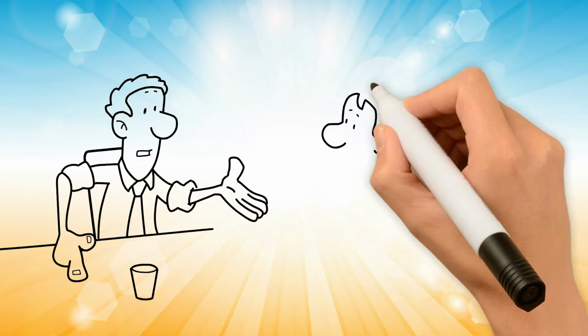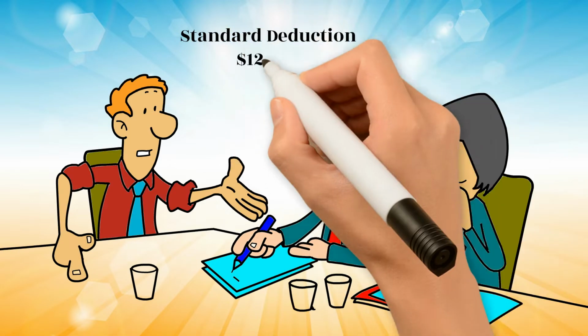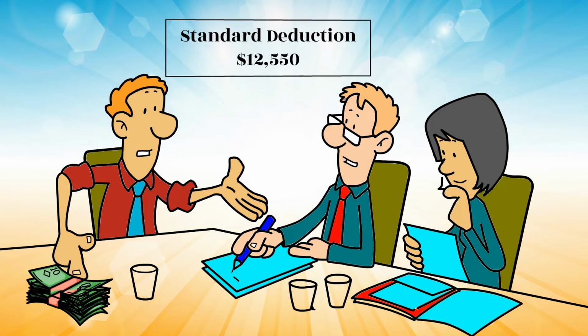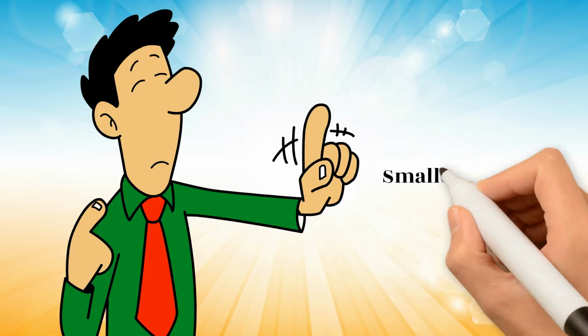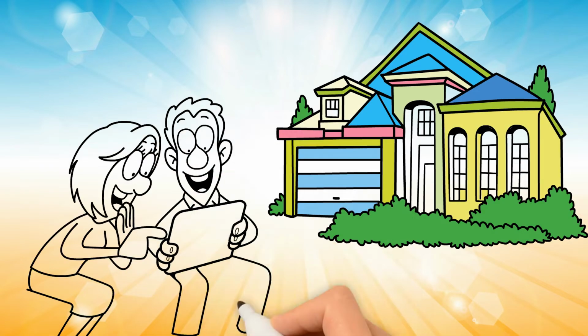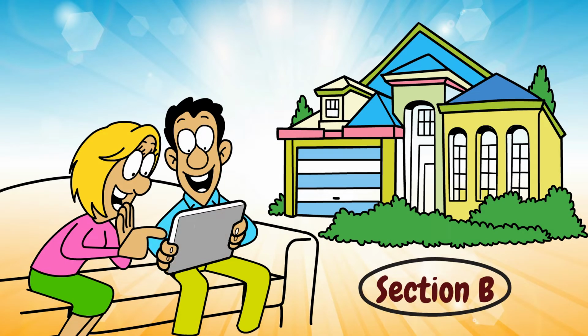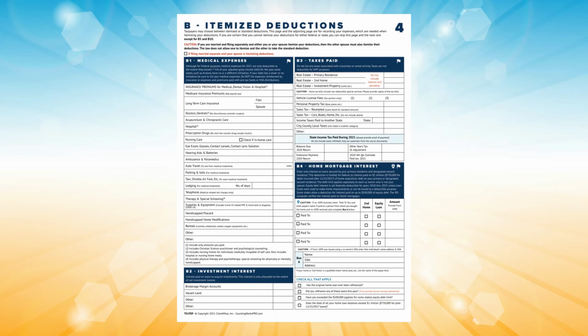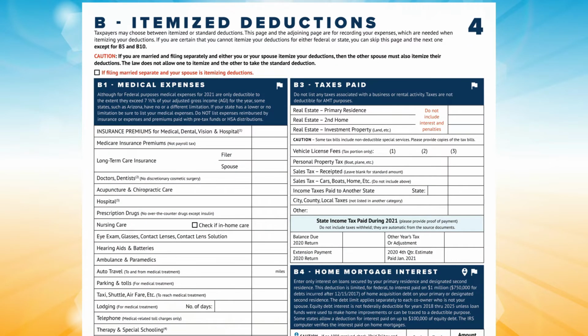Higher standard deduction amounts of $12,550 per filer for 2021 means more taxpayers are opting not to report smaller itemized deduction details. However, if you have a mortgage and pay property taxes, you may want to consider reviewing Section B, since you may be better off itemizing instead of taking the standard deduction.